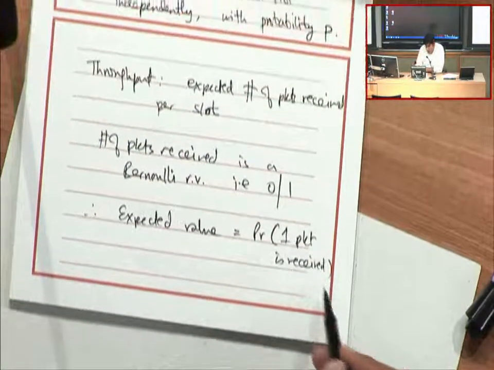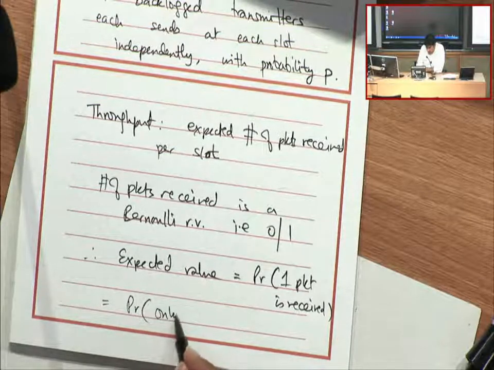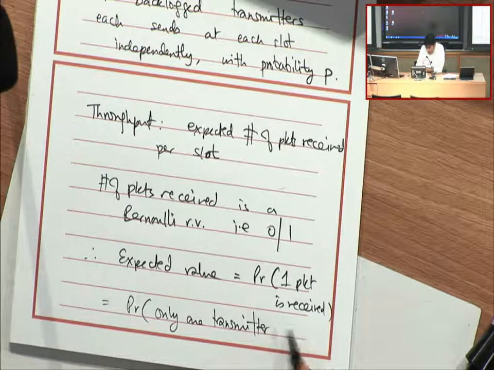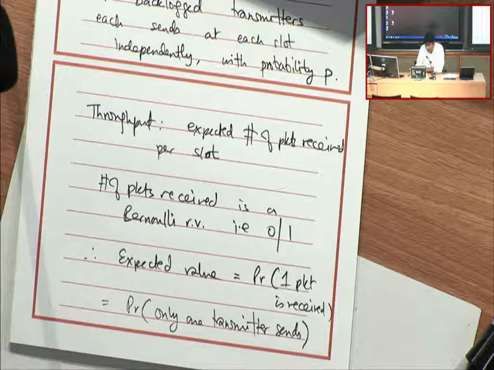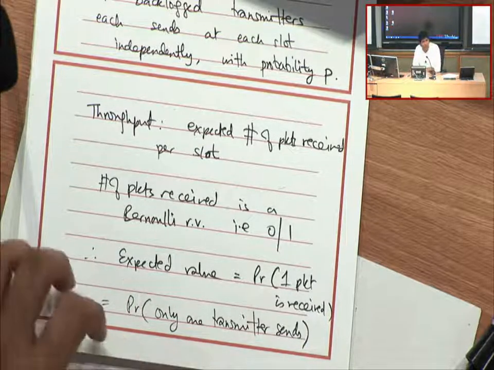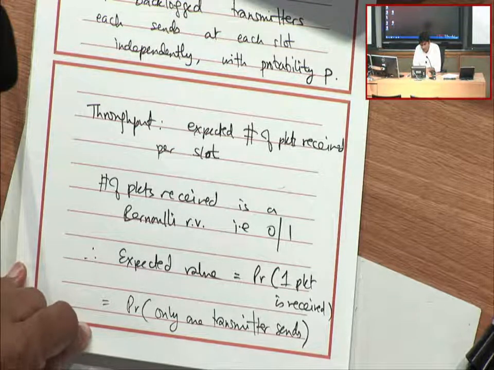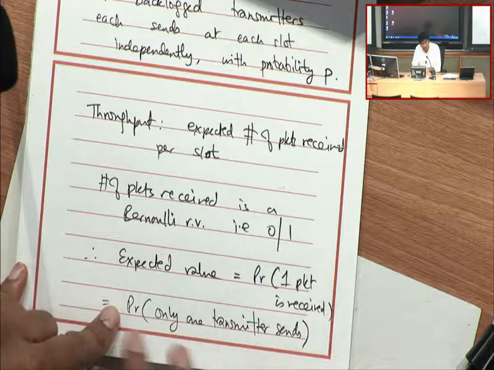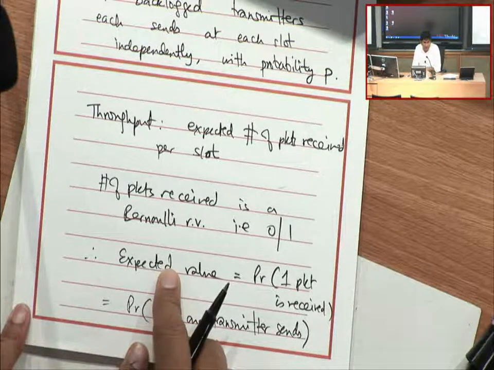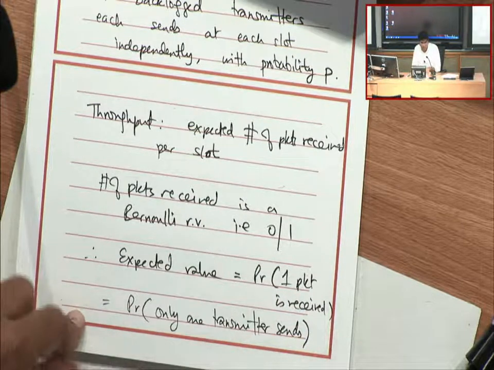And the only way to receive one packet is that only one transmitter sends. Right? Because if nobody sends, you're not going to get the packet. If more than one send, it's going to be a collision. So either of those is going to result in a failure of packet reception. The only time you can get one packet is for exactly one transmitter to send. So this is actually why the expected value, the throughput, is equal to that probability. It's because we're talking about a Bernoulli random variable.